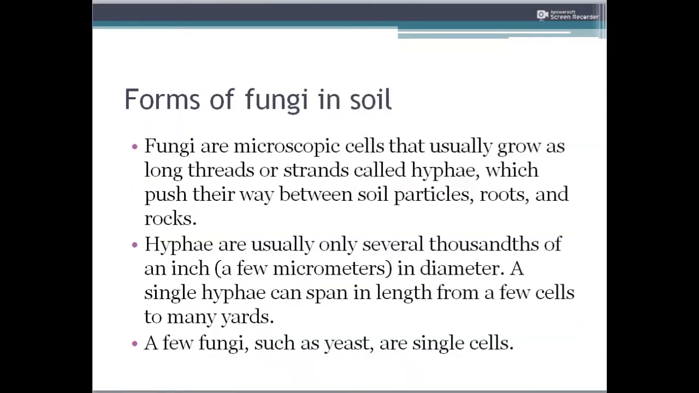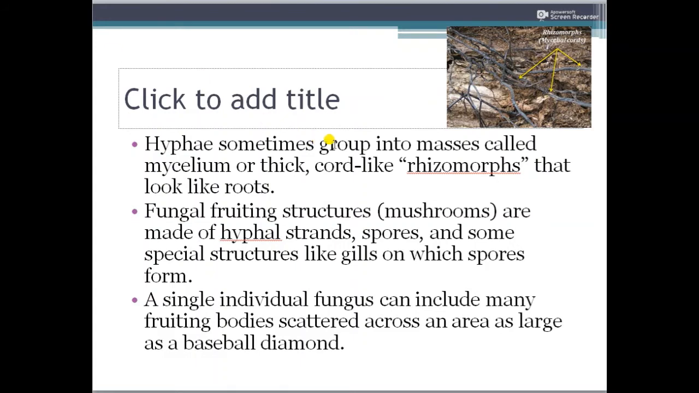The fungal forms in the soil can be microscopic, usually growing as long threads or strands called hyphae, and they may push in between the soil particles, roots and rocks, increasing the oxygen permeability or availability in the soil. These hyphae, which are a few micrometers wide, might also form entangled masses called the mycelium. Some of the fungi are also considered to be yeast or single cells. Some hyphae group into masses called the mycelium, and root-like structures called rhizomorphs are also formed by certain fungal hyphae.